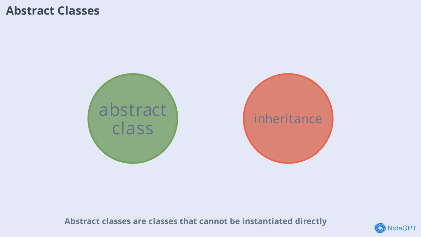Abstract classes are classes that cannot be instantiated directly. They are designed to be inherited by other classes and often contain abstract methods which must be implemented by subclasses. Abstract classes provide a blueprint for other classes and help enforce a consistent interface across related subclasses. They are a powerful tool for designing flexible and extensible code.